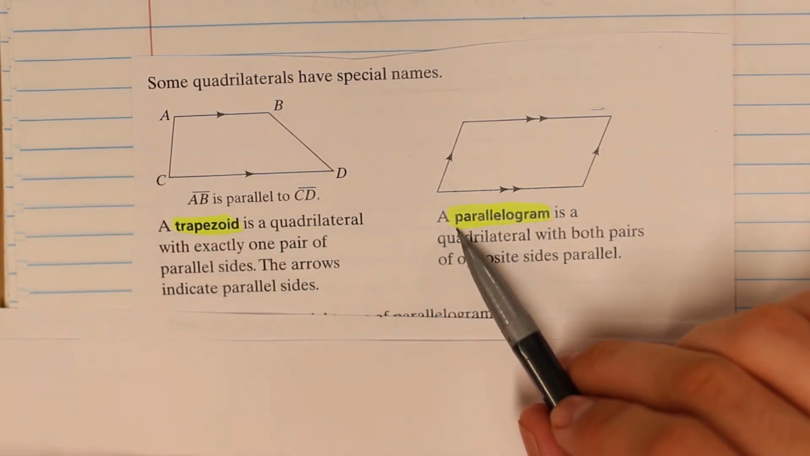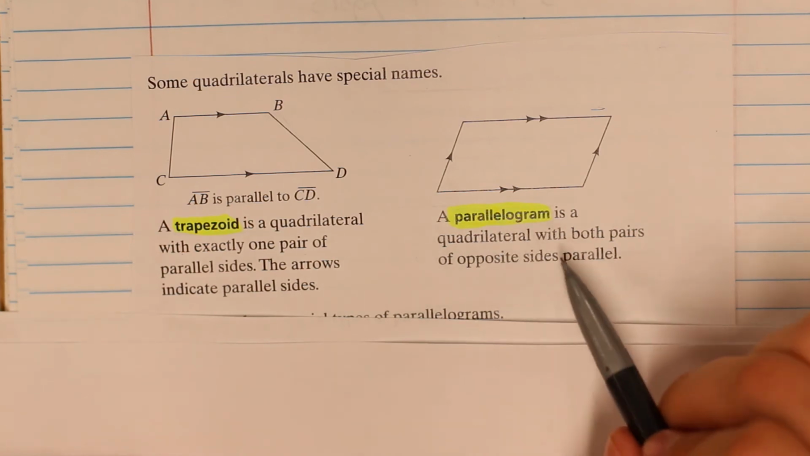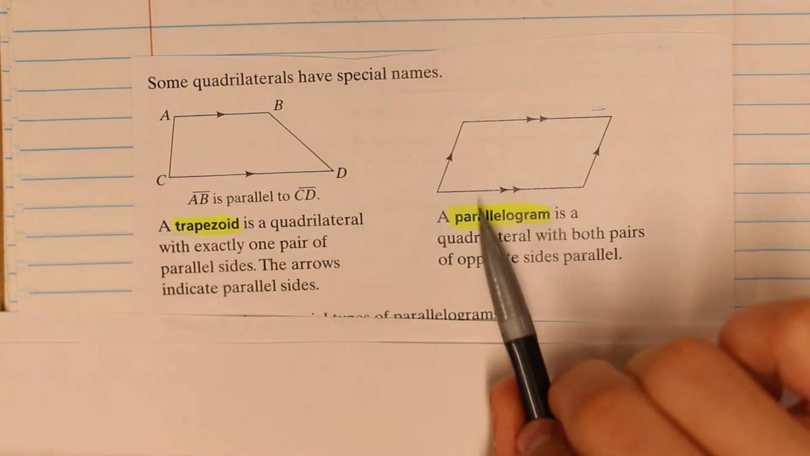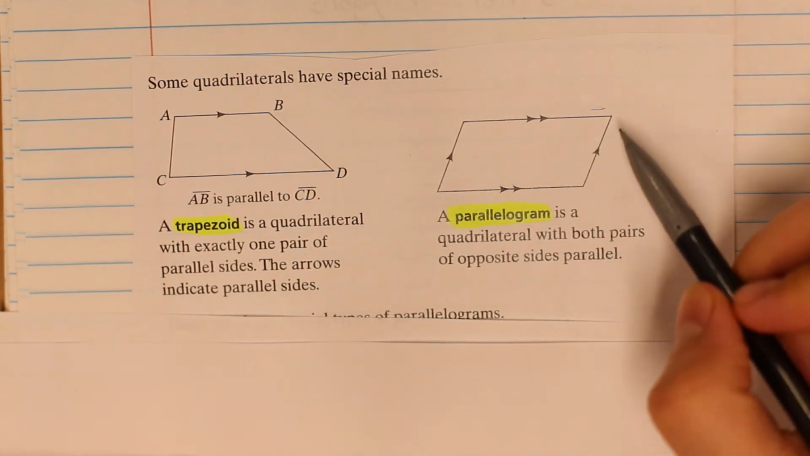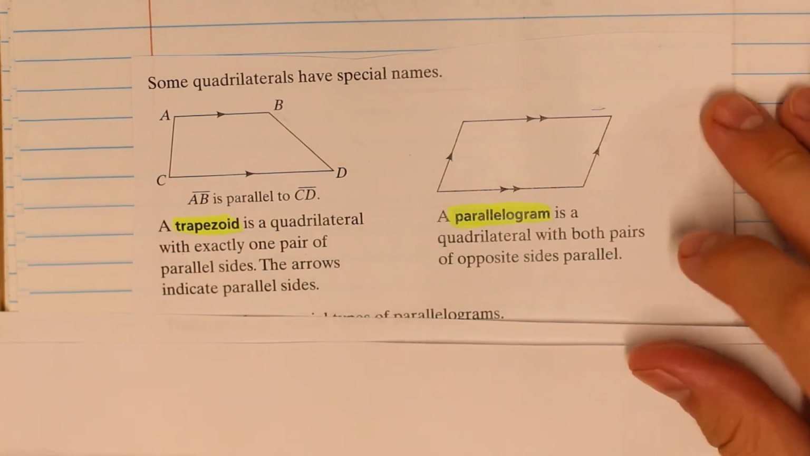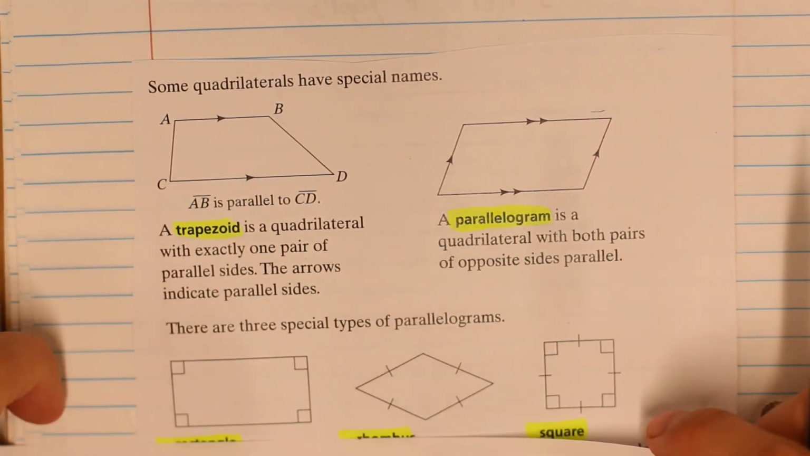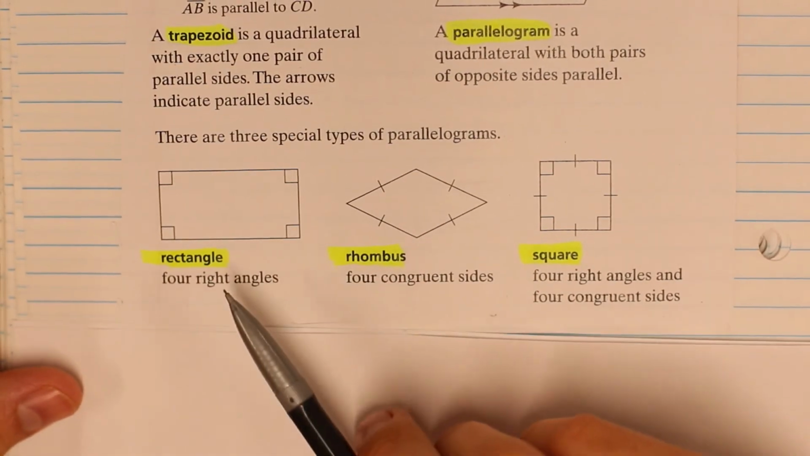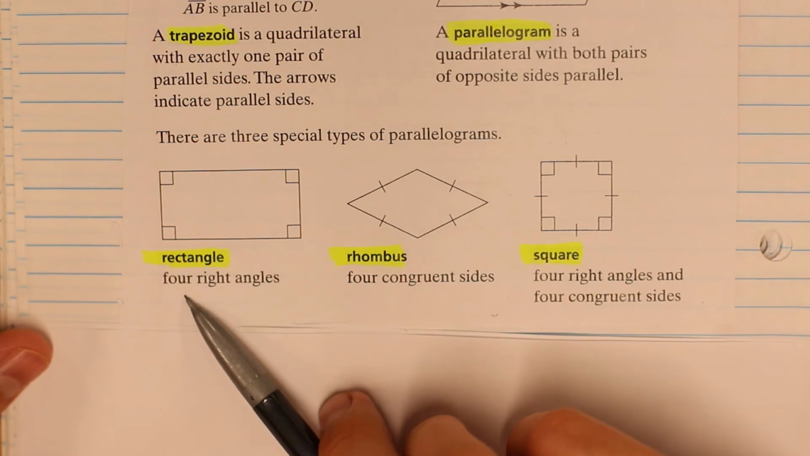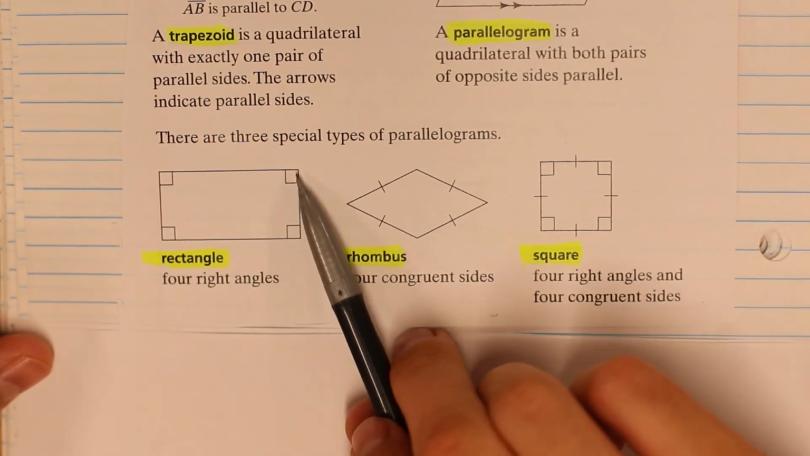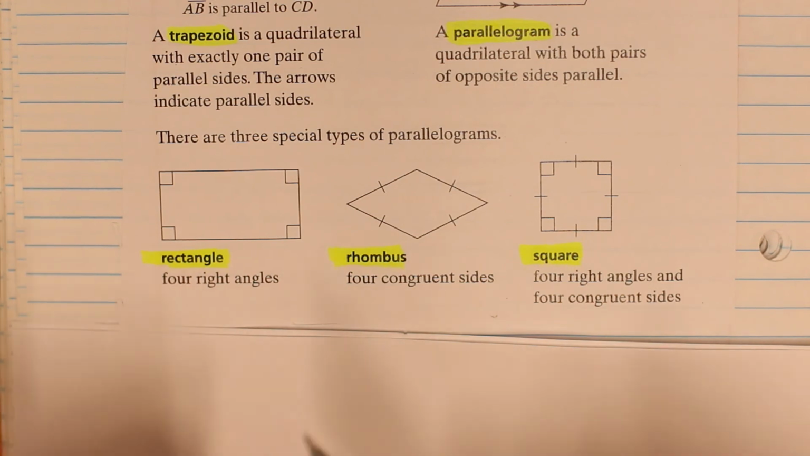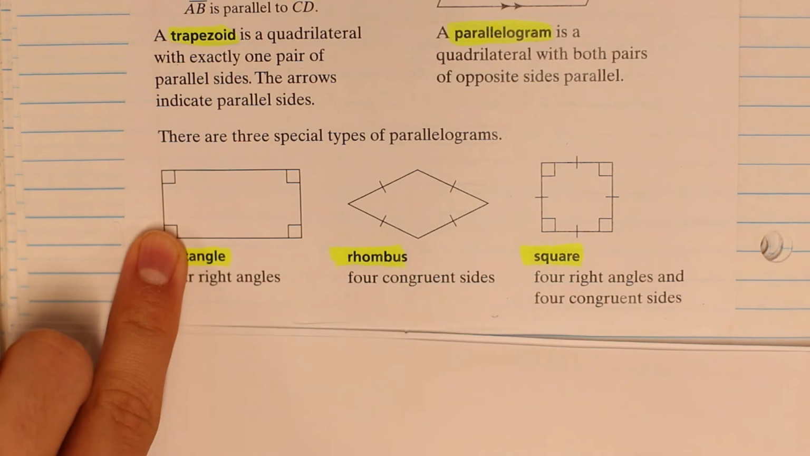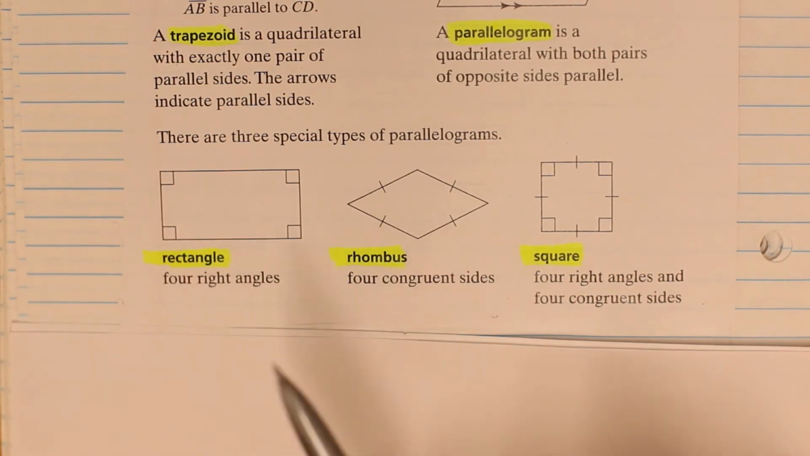A parallelogram is a quadrilateral that has both pairs of opposite sides parallel. See, this has double arrows. These two are parallel, these two are parallel. The ones that have single arrows are parallel to each other. There are 3 special types of parallelograms that we're going to go over. One is a rectangle. The definition of a rectangle is that it has 4 right angles. That's all it has to have. It doesn't say anything about its sides. A rectangle, you only care about the angles, okay? They have to be 4 right angles.